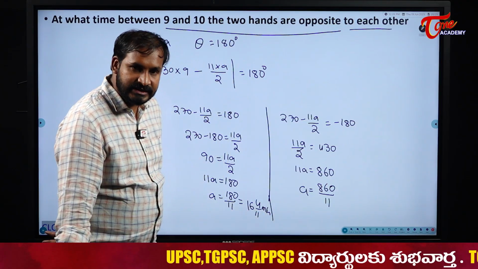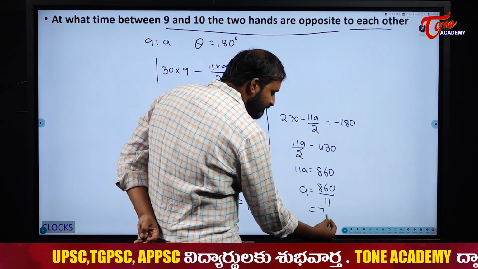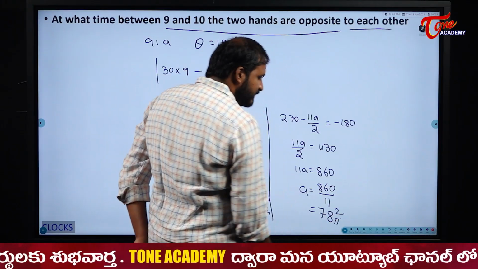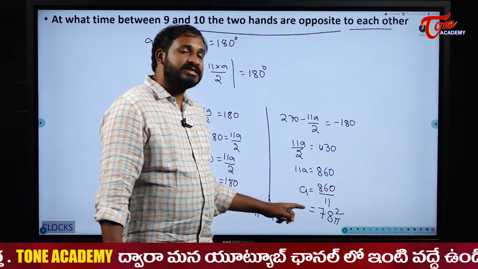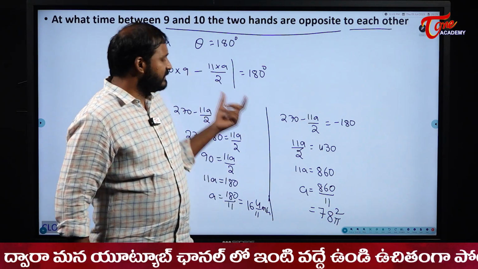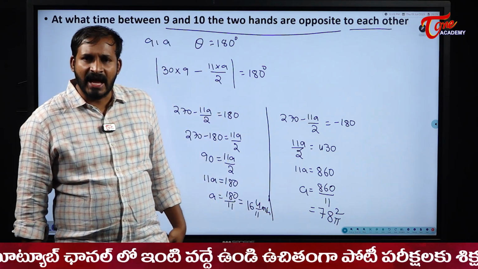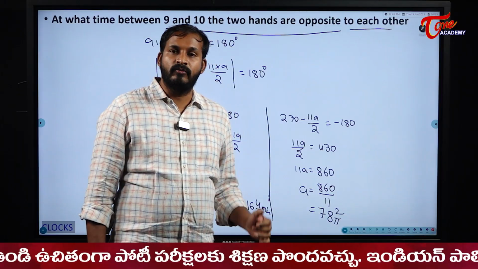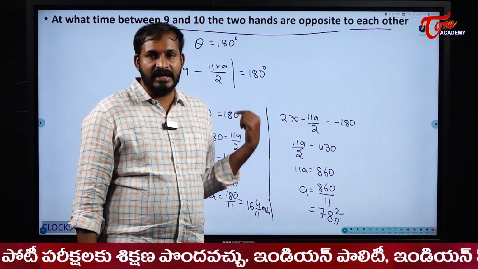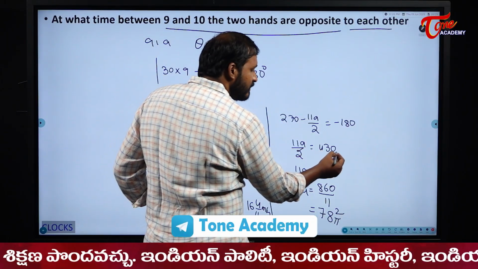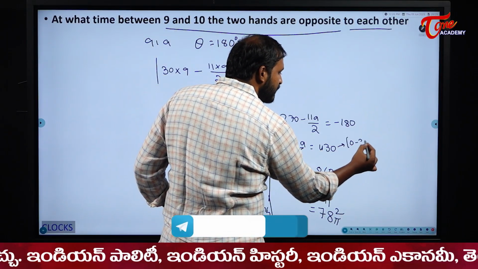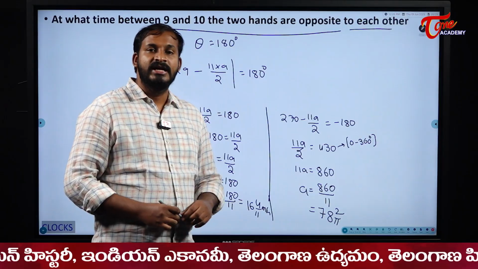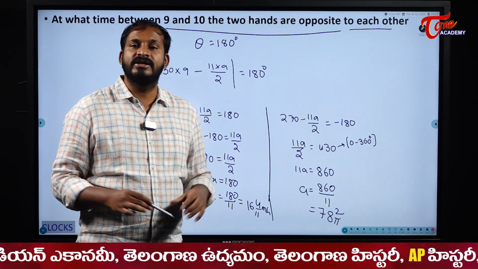A value will become 860 by 11. If I cancel it, 11 7s are 77. I will be left with 9. 9 0 means 11 8s are 88, leaving 2 by 11. See here, students. 9 o'clock 78 2 by 11 minutes. Between 9 and 10, will we have 78 minutes? The maximum time difference within any 1 hour is 60 minutes. But the answer I got here is 78 2 by 11, which is not at all possible in the given time. Because of that reason, I need to make sure that this time difference 11a by 2 should be between 0 and 360 degrees.